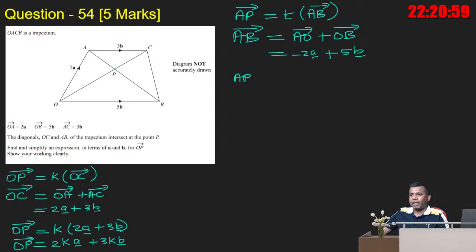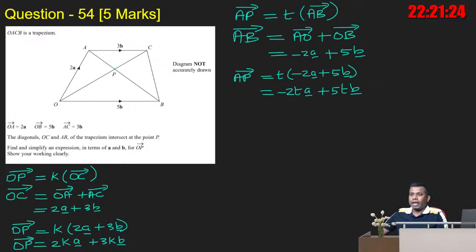Therefore, the A to P vector is t times minus 2A plus 5B, right? So multiply: minus 2tA plus 5tB. Right? The A to P vector is ready.